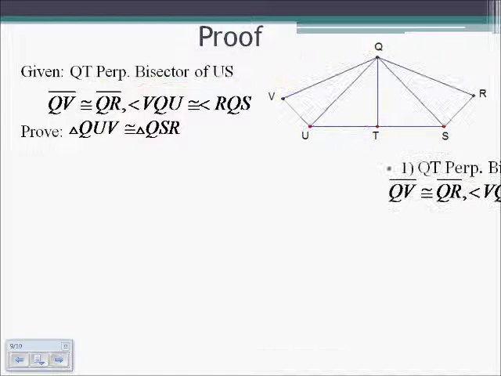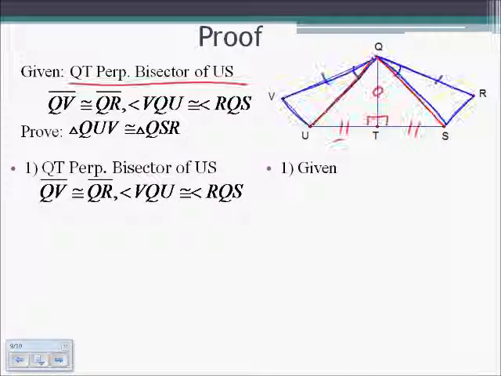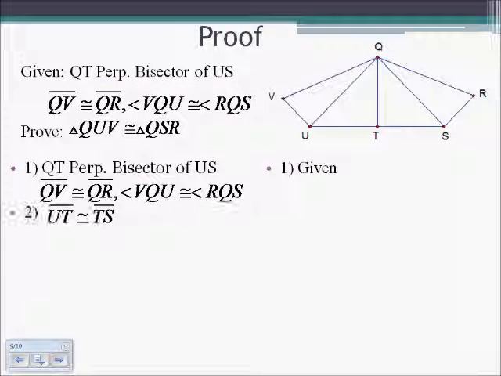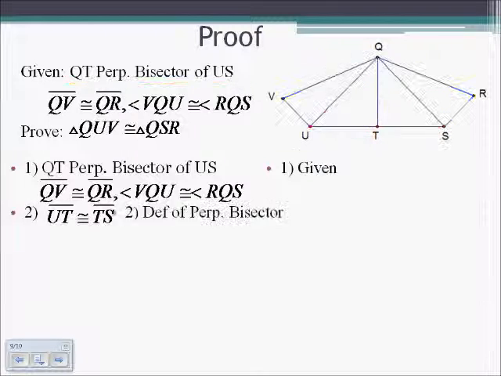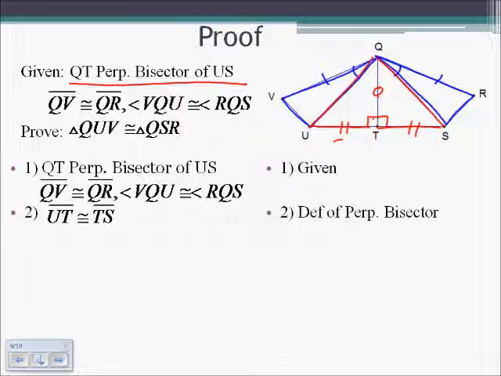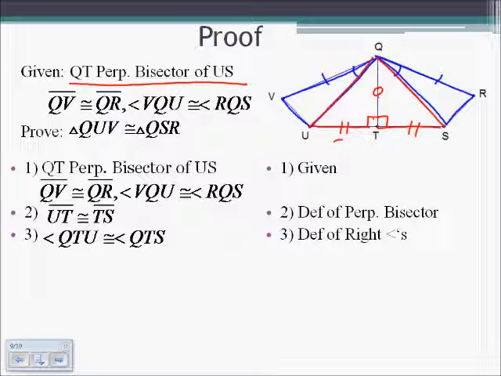So let's write that up a little bit here. Gotta start with the given. Then what do I know? I know that UT is congruent to TS. Why? Because by definition of perpendicular bisector. That's what it means. A bisector cuts that segment into two equal parts. Further, I know that angle QTU and angle QTS are congruent by definition of right angles. I have my perpendicular bisector that forces those to be right angles, therefore they're congruent to each other.